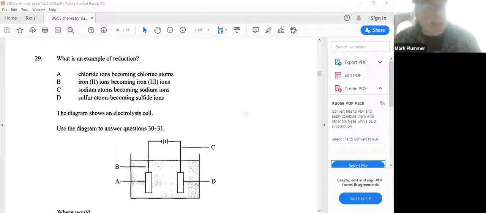29. What is an example of reduction? The answer to number 29 is D, because all of the others involve a loss of electrons. So it's that OIL RIG mnemonic. Oxidation is loss, reduction is gain of electrons. All right, so the answer to number 29 is D.